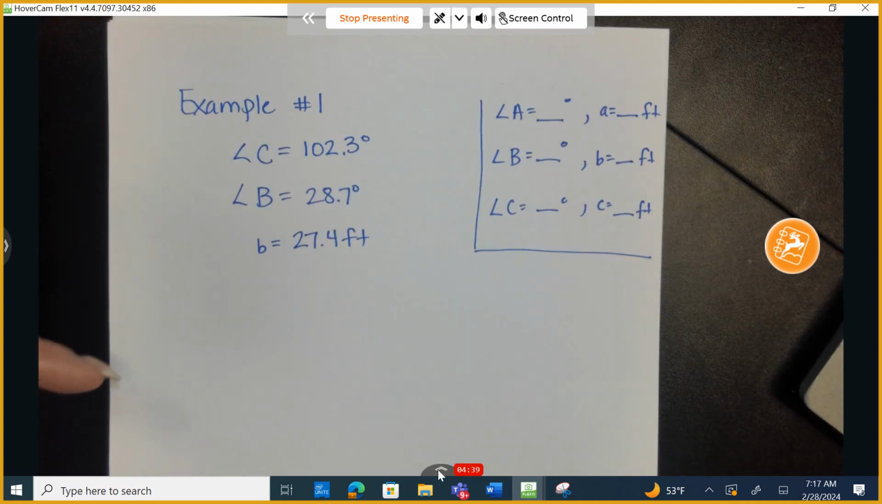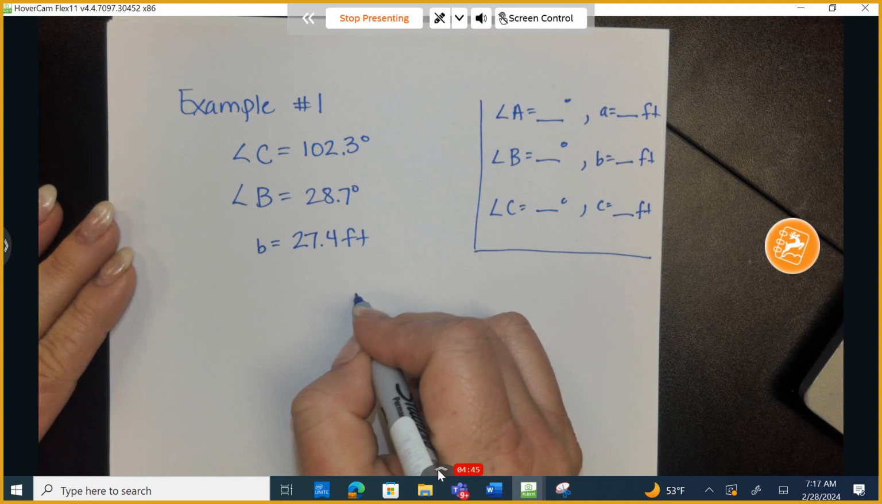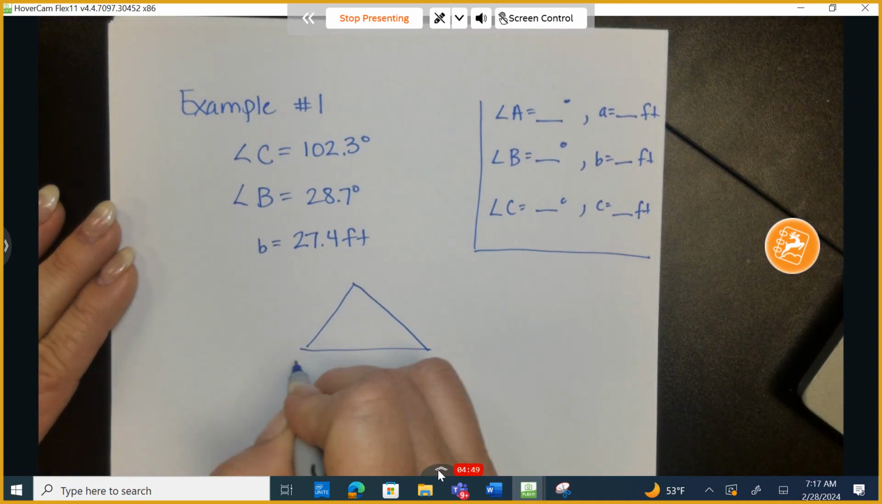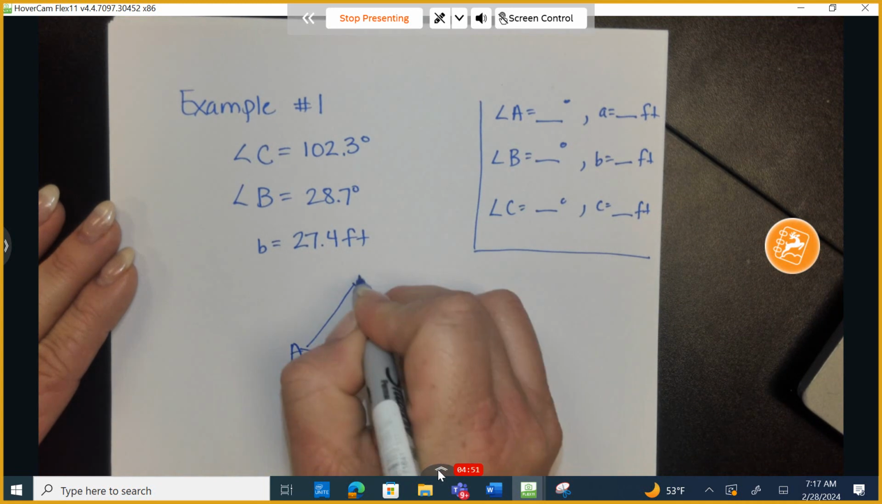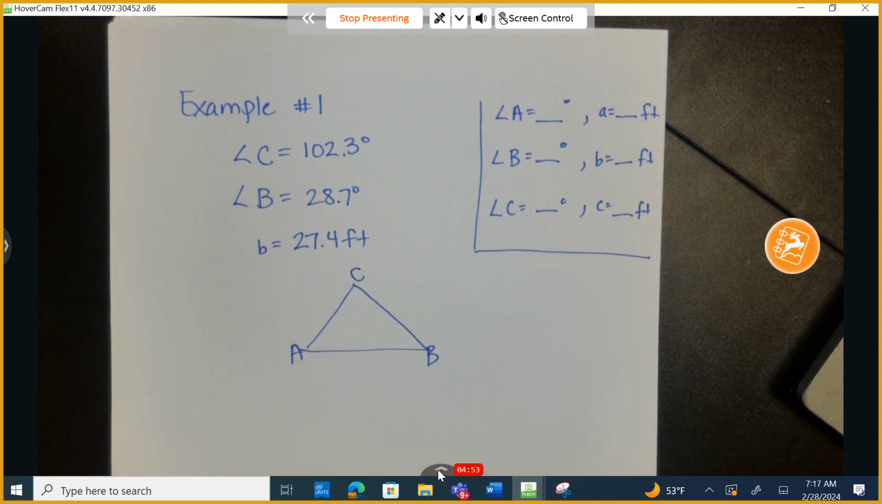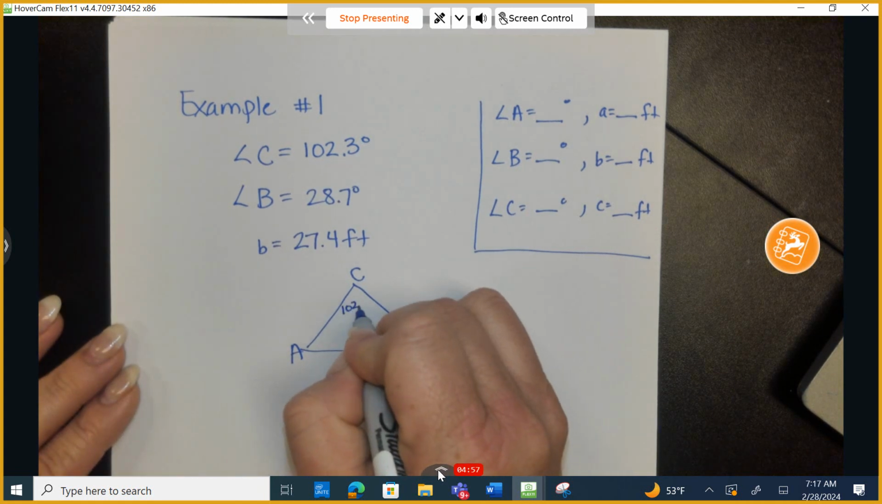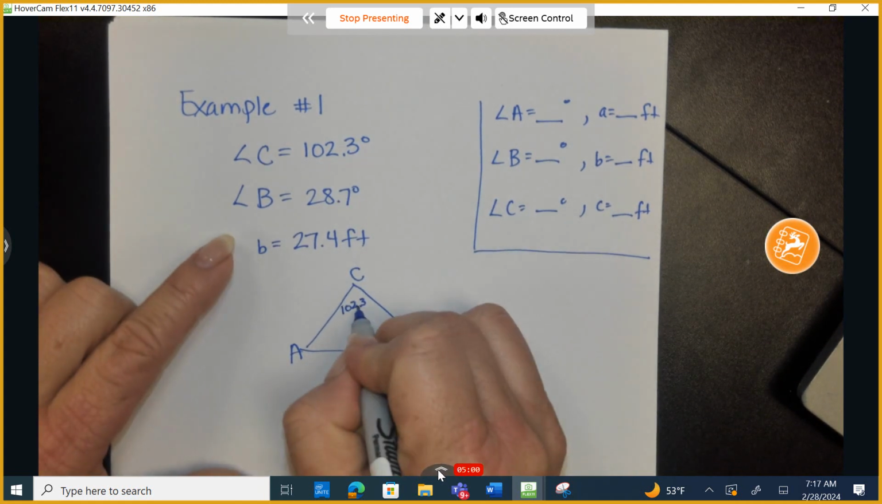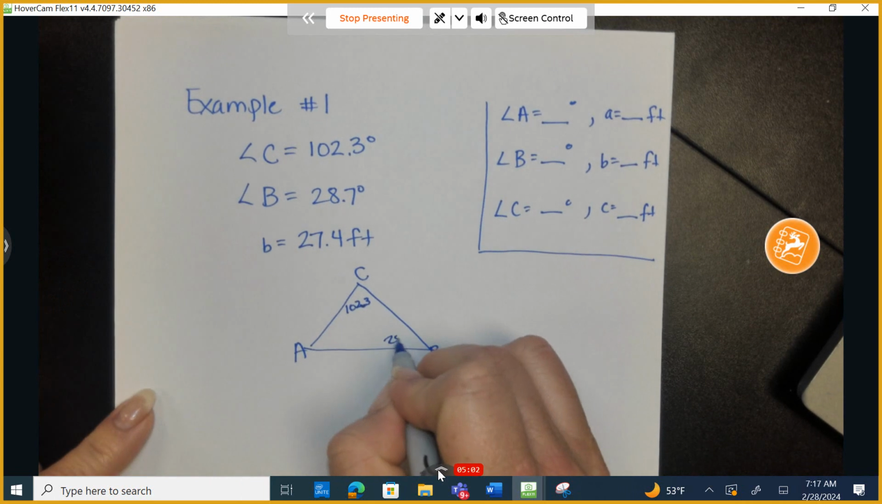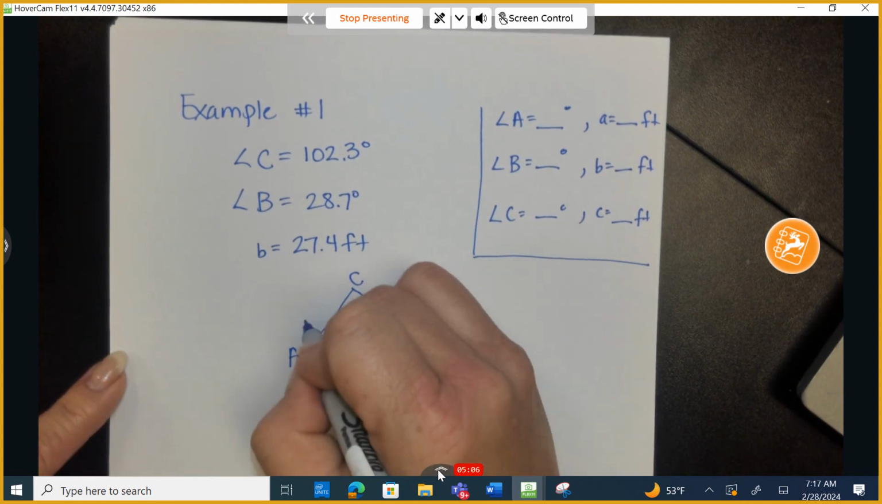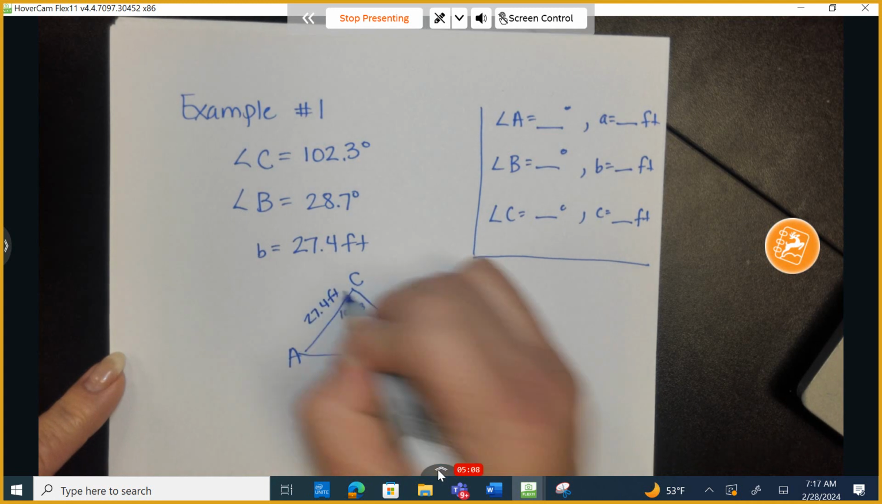Alright, so this is the information we're provided. We're not provided with the picture, so we need to draw a picture, but it doesn't need to be drawn to scale. So do me a favor, let's just make a triangle here. We're going to call this A, B, and C, and I'm going to put in the given information. So angle C is 102.3 degrees. Angle B is 28.7 degrees. Side B is 27.4 feet.